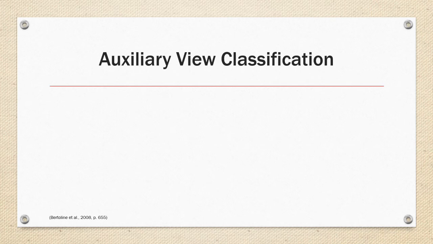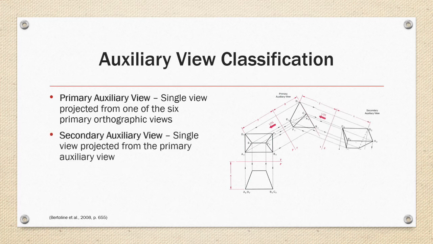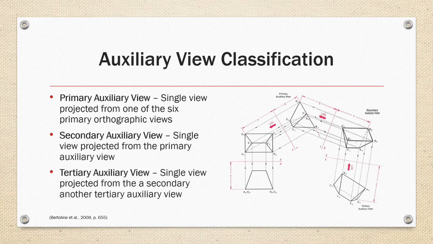Auxiliary views can be projected from each other, which results in a classification denoting the level of separation from an original standard orthographic view. The primary auxiliary view, which is a single view that is projected from one of the 6 principal views. A secondary auxiliary view, which is a single view that was projected from a primary auxiliary view, and the tertiary auxiliary view, which is a single view projected from a secondary or another tertiary auxiliary view.